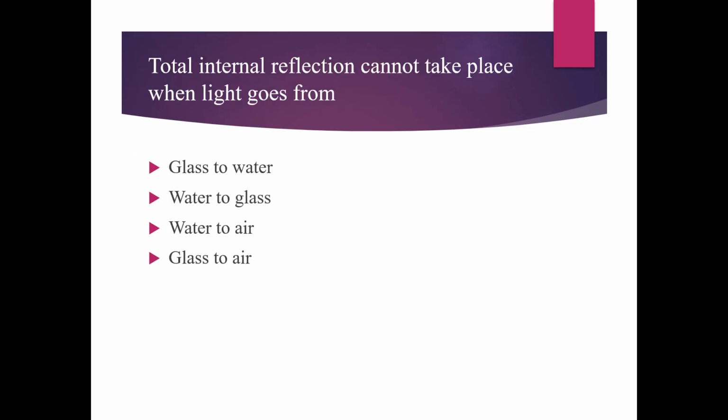Total internal reflection cannot take place when light goes from, let's see the options here: glass to water, water to glass, water to air, glass to air. If you don't know the answer to such questions, you can get the answer pretty easily. For example, glass to water, the light is going from denser to rarer. Third option, water to air, again from denser to rarer. Glass to air, again from denser to rarer. So the answer would be rarer to denser here. Okay, water to glass.